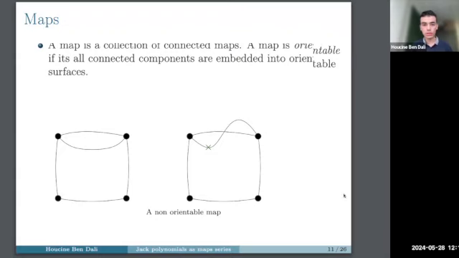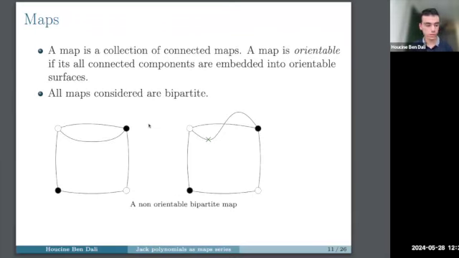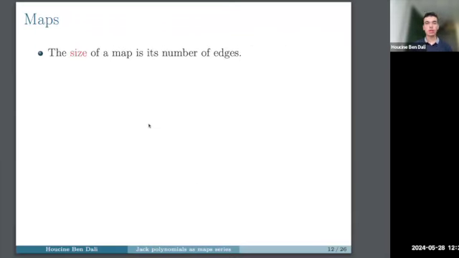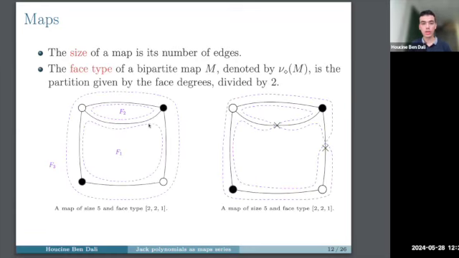And a last definition: as Maciek explained in the first lecture, all the maps that we are using will be bipartite, in the sense that vertices have two colors, white or black, and each edge connects two vertices of different colors. And when we have a map, we can assign to it some statistics. The first natural statistic is the size of the map, which is here the number of edges.